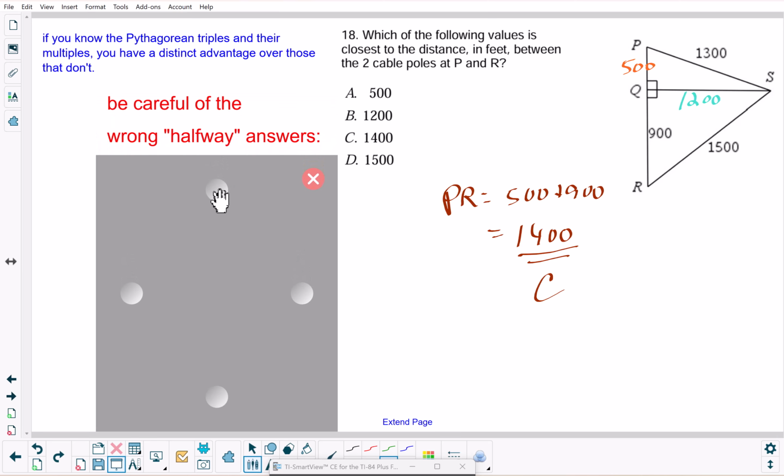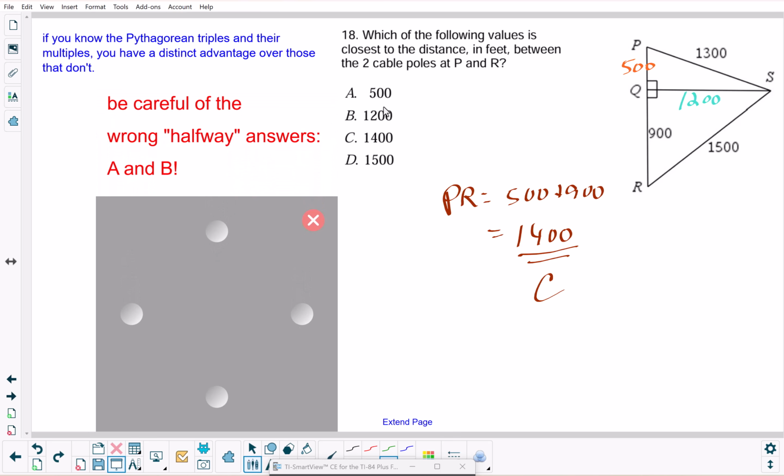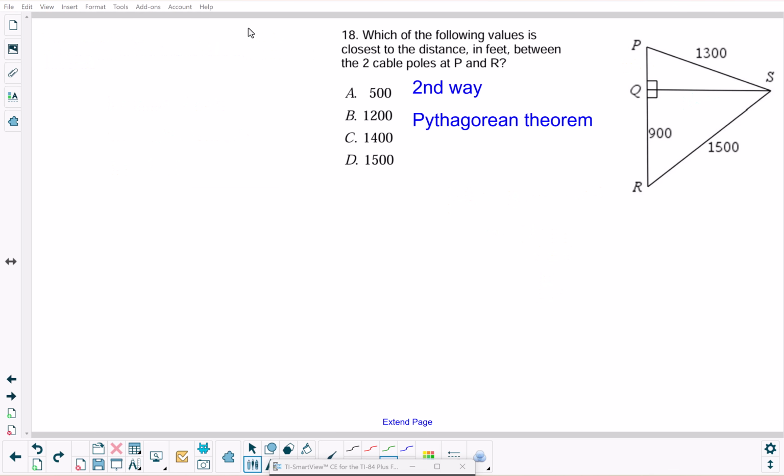Again, be careful of the wrong halfway answers, A and B. We got 500, we got 1200. A lot of students will stop at that, so be careful. So let's say you don't know the Pythagorean triples, but you should. You can use the Pythagorean theorem, so let me illustrate that.